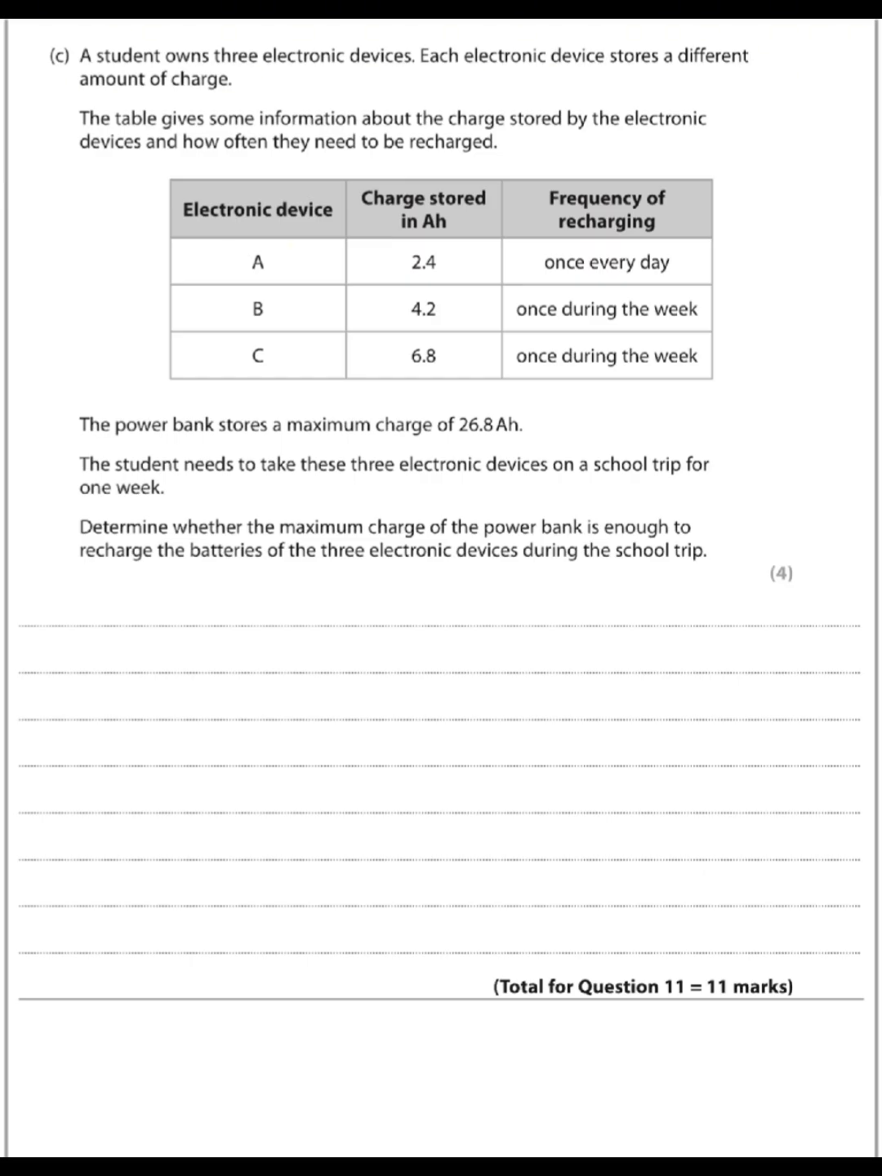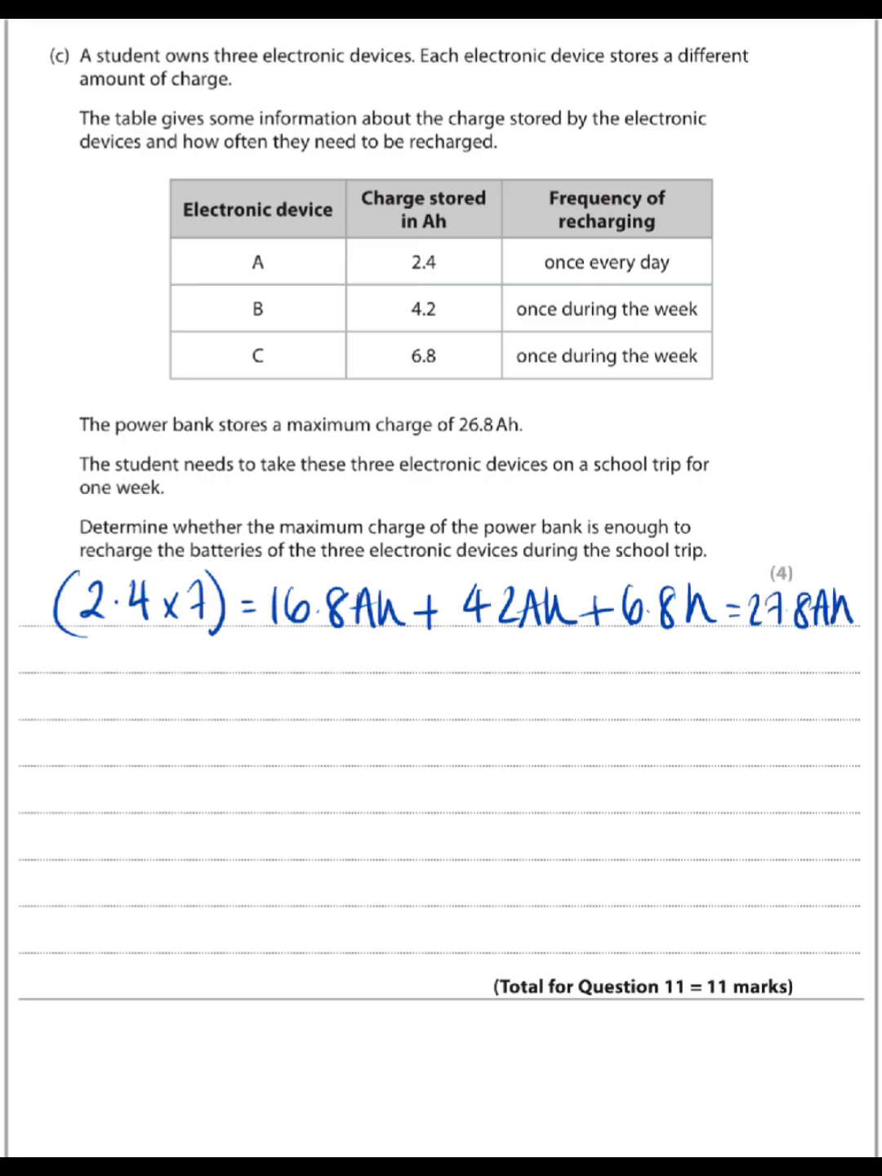So if we look at this, we work out the total charge. For electronic device A, that is 2.4 amp hours, and that's once a day. So we need 7 lots of 2.4, which is 16.8 amp hours. We've then got once a week for device B, so if we add the 4.2 onto that, and we've also got once a week for device C, so we add 6.8. That gives us 27.8 amp hours of charge needed in total for the week.